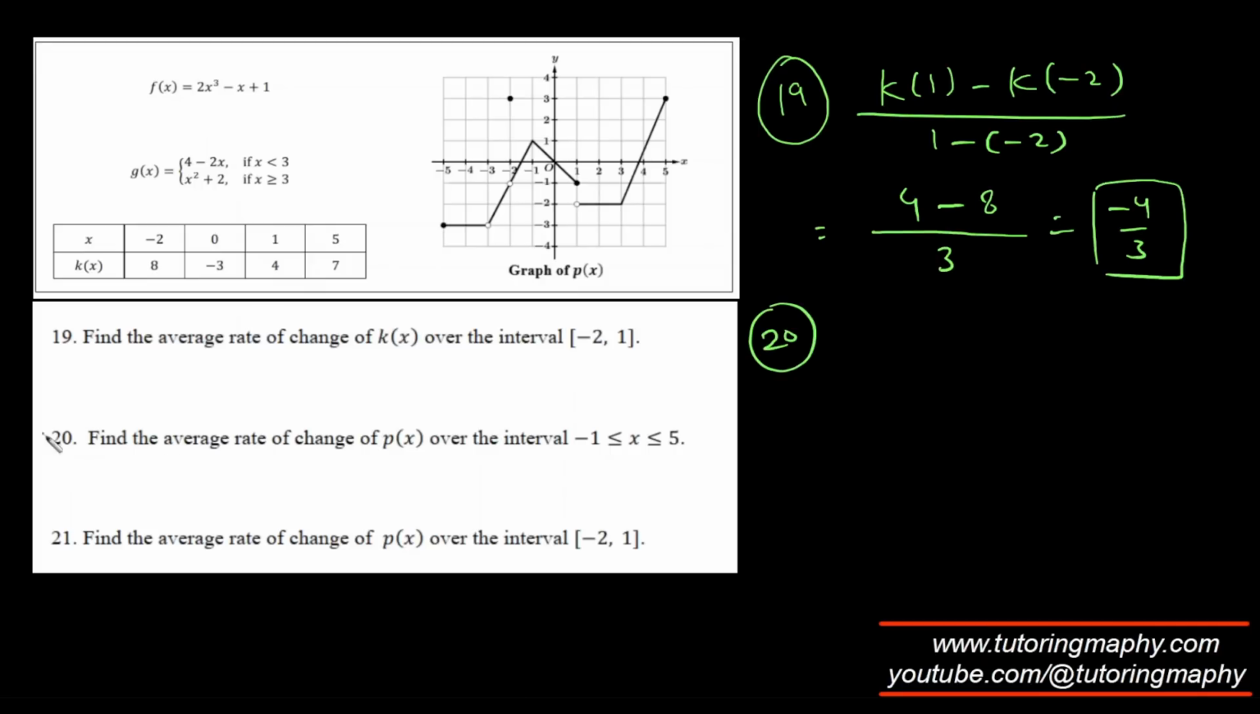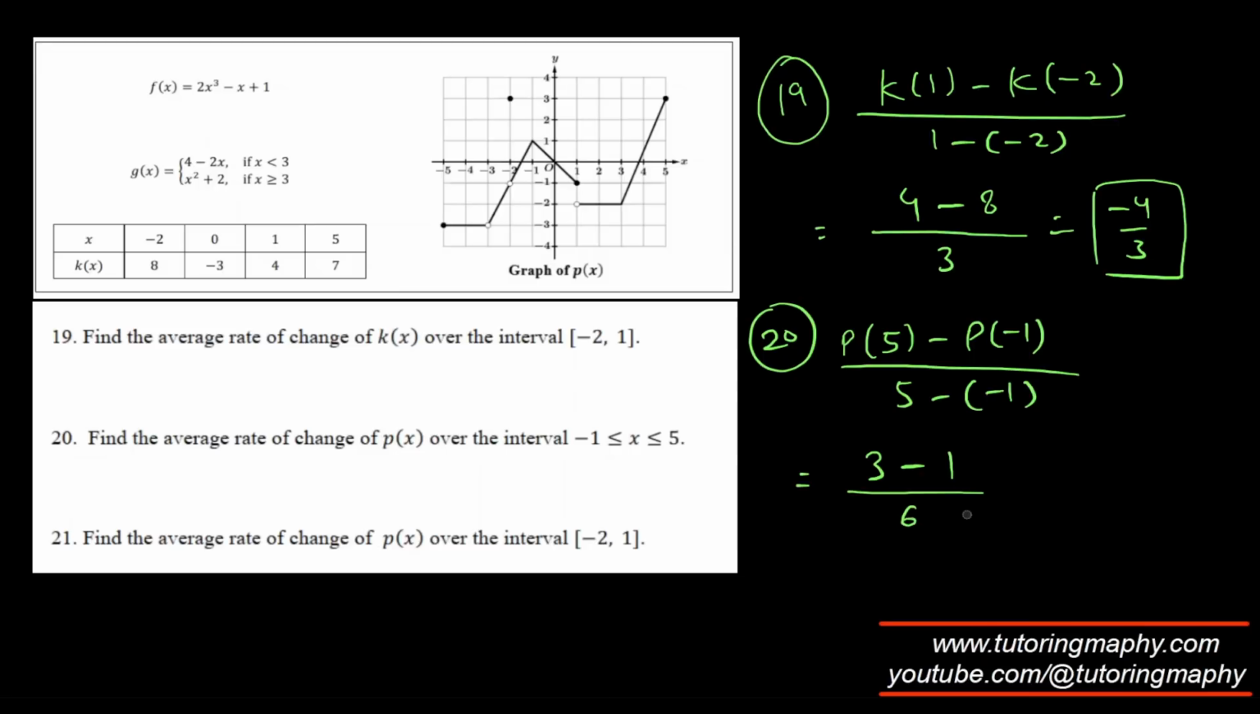Question 20, AROC of P. For P, we need to refer to this graph. So AROC is going to be P of 5 minus P of -1 over 5 minus -1. What is P of 5? Let's see. At x equal to 5, P is 3. So that's 3 minus P of -1, which is right here. P of -1 is just 1. So 2 over 6 is 1 over 3.